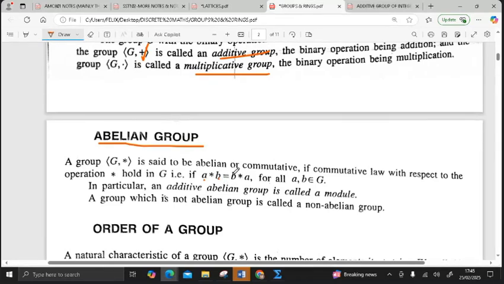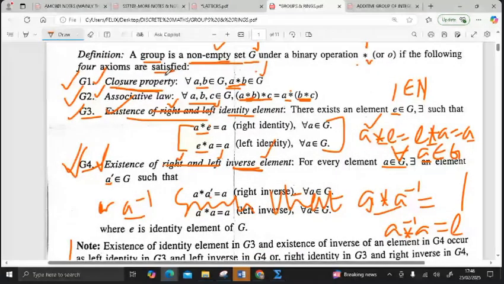Now, the case of abelian: you may be asked to tell when a group is said to be abelian. Of course, a group must satisfy the four properties. But if it satisfies another property, which we call commutativity, you can see this: it does not matter which element starts. A binary operation B is no different from B operation A.